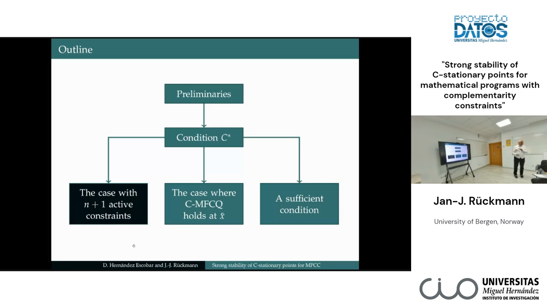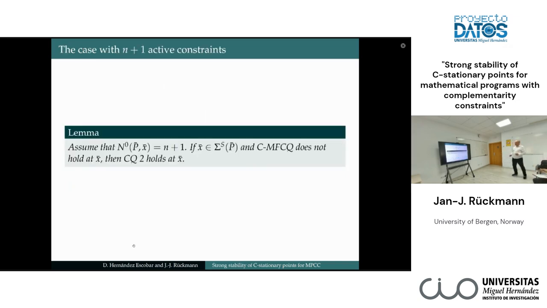Now we have the condition C star, the condition where the Hessian times the Lagrange multiplier component restricted to the tangent space is positive. Let us consider several small cases we have considered. That was the case we started with many years ago, where we took n plus one constraints. What can we say about this case? If I assume that the number of active constraints is n plus one, then we can say something about the relationship between the CMFCQ and the constraint qualification. I told you already that in the standard nonlinear optimization case, MFCQ is a necessary condition for strong stability, but this is not the case here, as we will see in a moment.